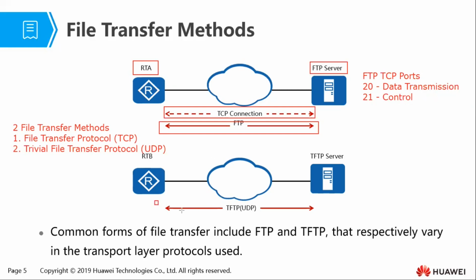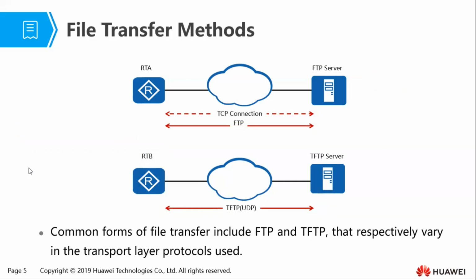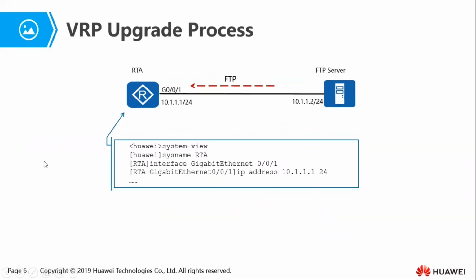With TFTP, you don't need to form any connection. You simply send a request to the server to either retrieve or upload a file, and the server will send you an acknowledgement. Once you get the acknowledgement, you can begin sending or retrieving that particular file. So those are the differences between these two methods, TFTP and FTP.